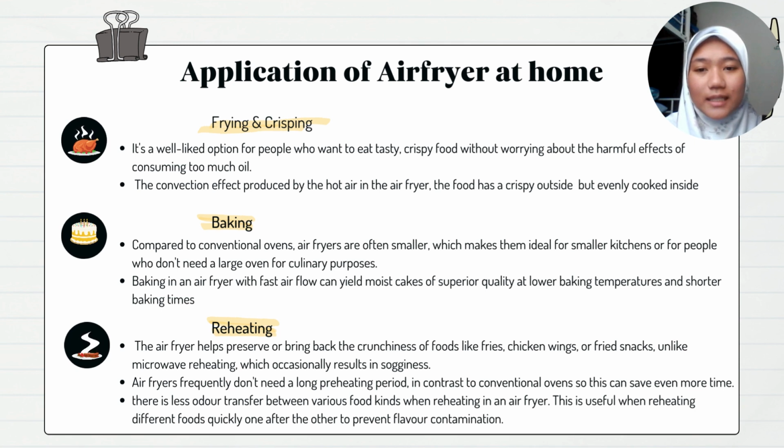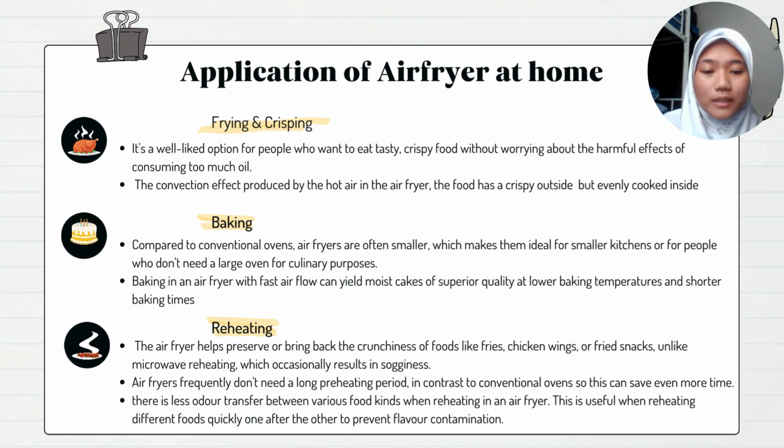Next is baking. Compared to conventional ovens, air fryers are often smaller, which makes them ideal for smaller kitchens and for people who don't need a large oven for culinary purposes. Baking in an air fryer with fast airflow can yield moist cakes of superior quality at lower baking temperatures and shorter baking times.